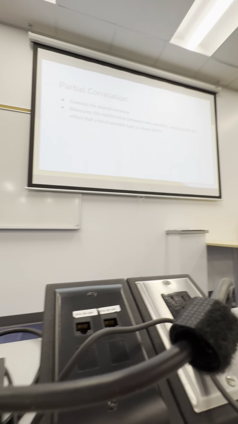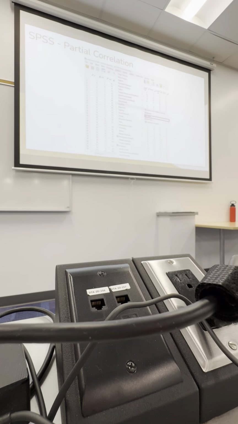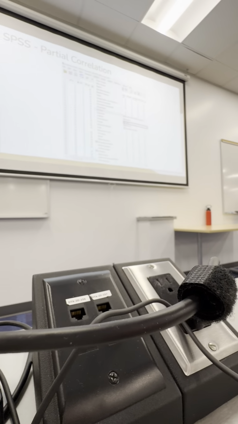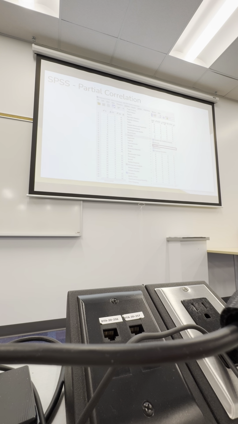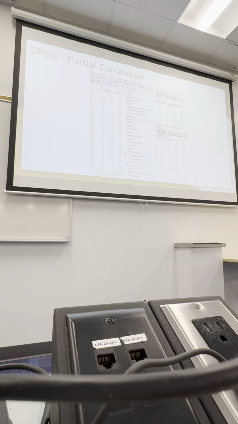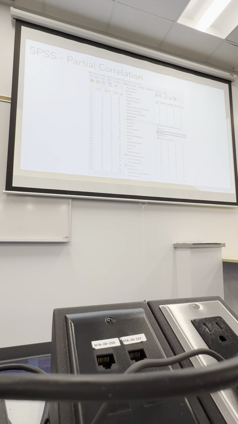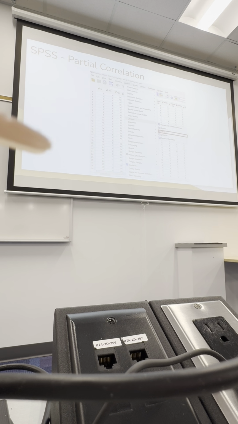That third variable has, okay? So this is how we're gonna run it. Very, very similar. Instead of clicking bivariate, we're going to partial. We are running a partial correlation, so we're gonna click partial. The first one's a bivariate, click bivariate. Just helps you remember where it is that you should be clicking.